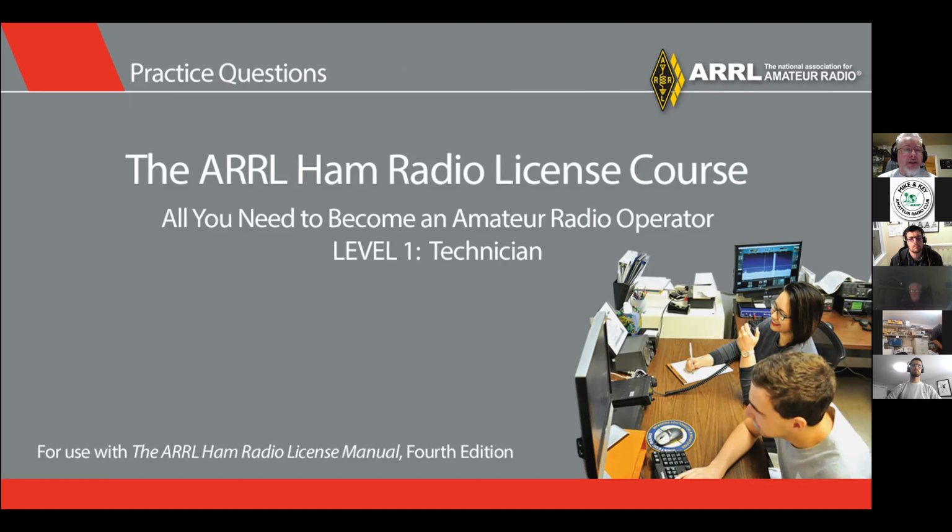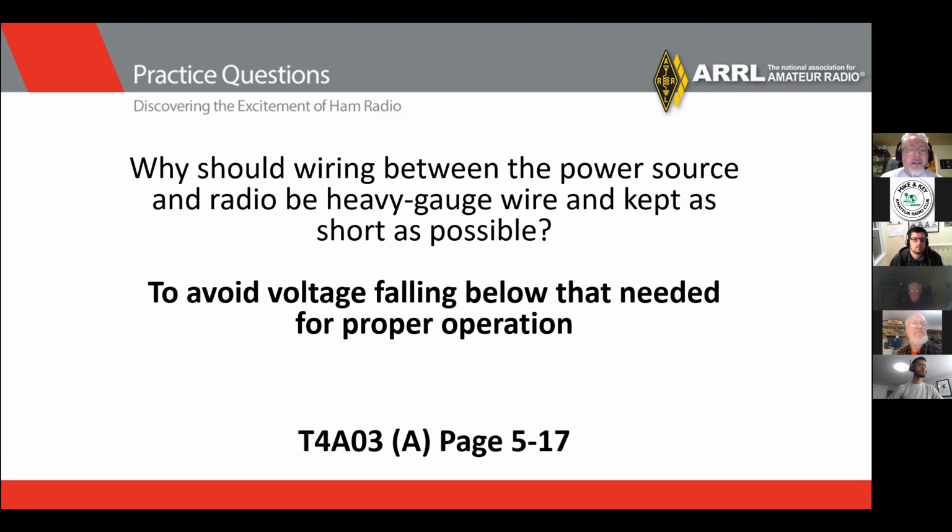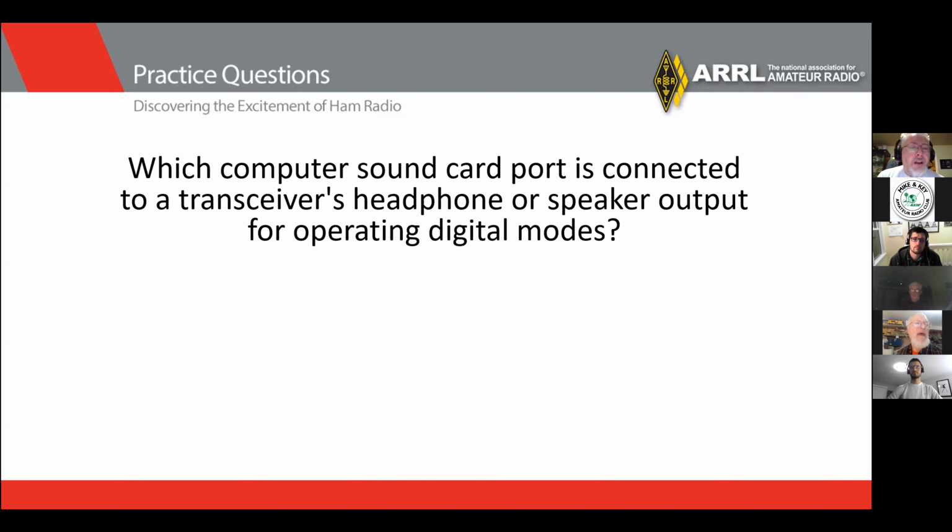Okay, last set of questions. Why should wiring between the power source and the radio be heavy gauge wire and kept as short as possible? You want to avoid the voltage falling below that needed for proper operation. The longer you make that wire, the more voltage drop is going to happen. And that creates heat.